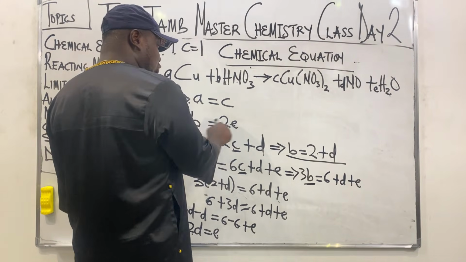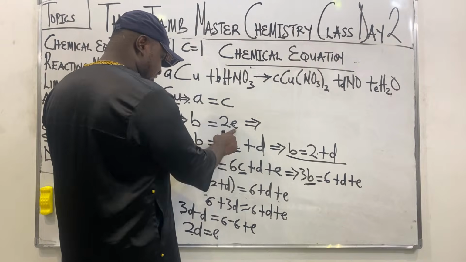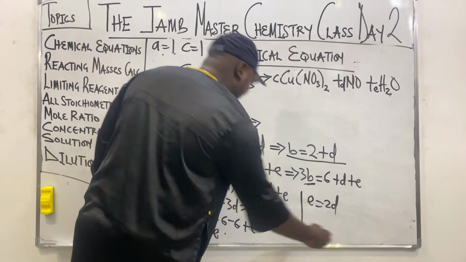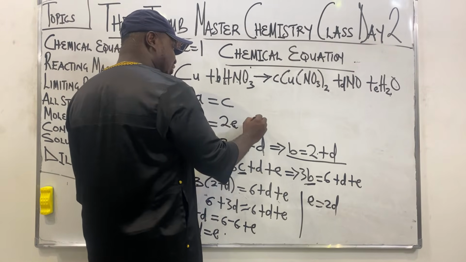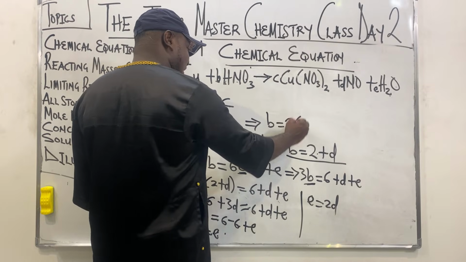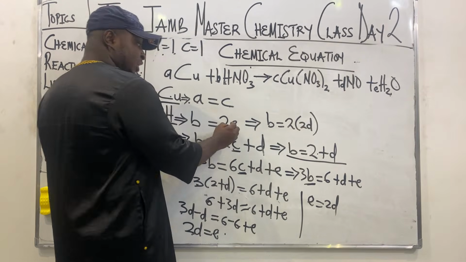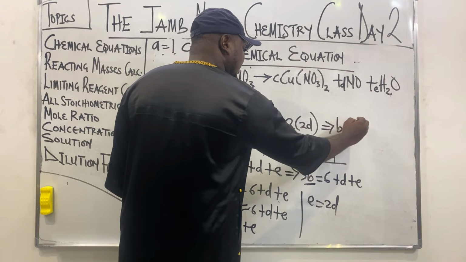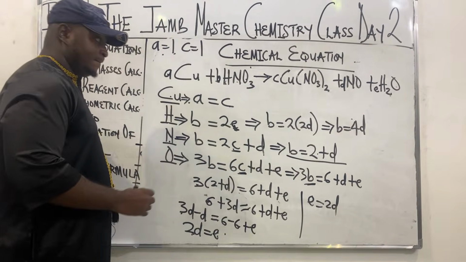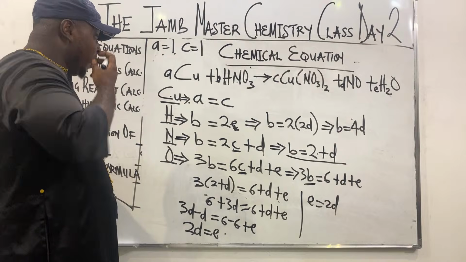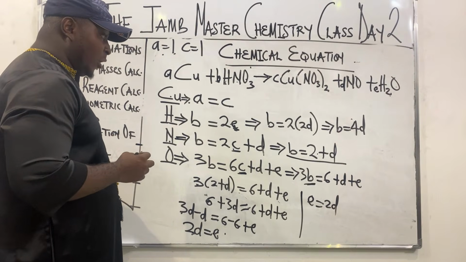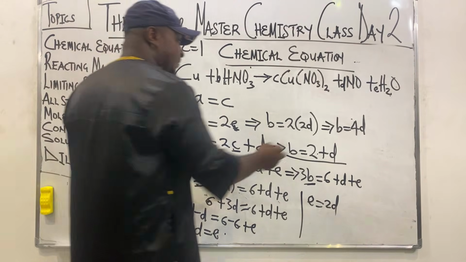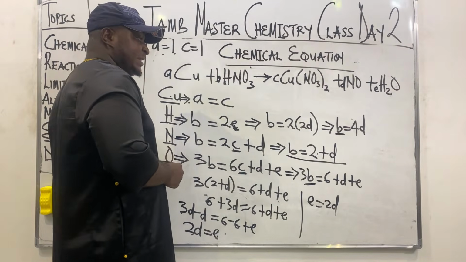What are we going to have? Since B is 2E, and E is 2D, so anywhere I see E, I can put 2D. That implies that B now equals 2 into bracket 2D, instead of 2E. So B is now 2 times 2D, 4D. So B is 4D. Anywhere I see B, I can put 4D.